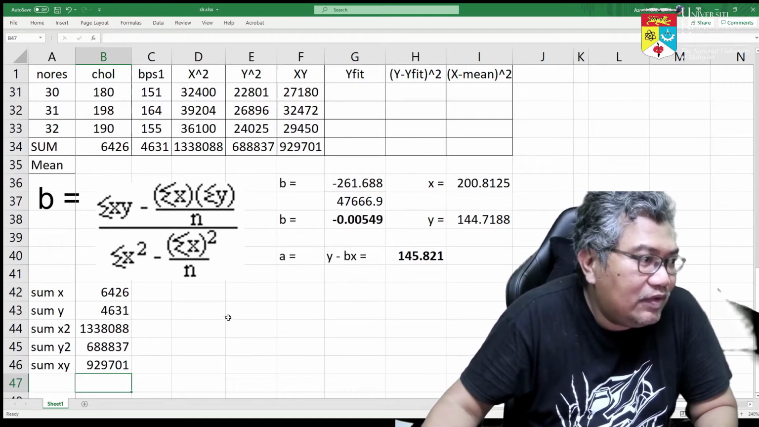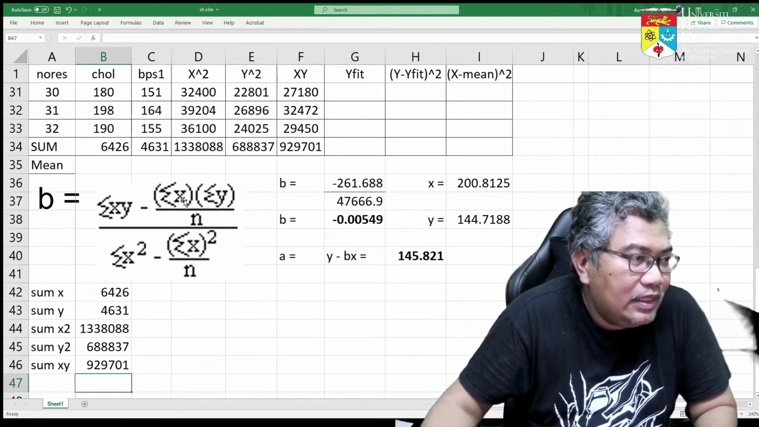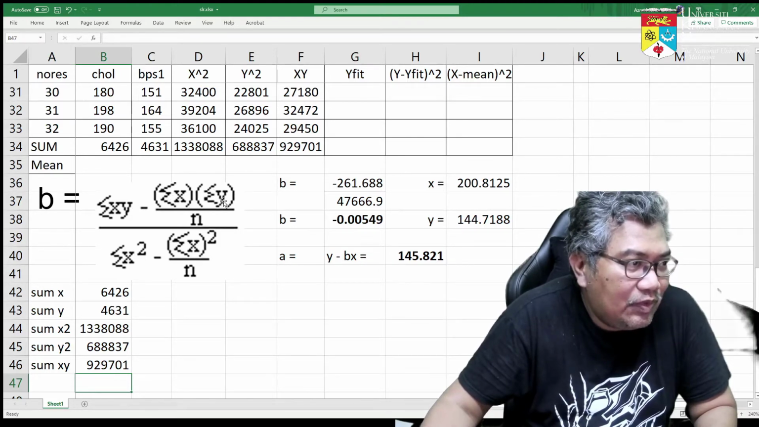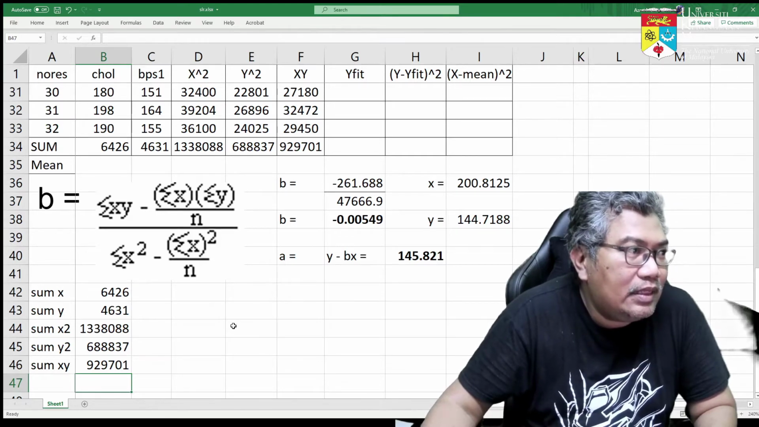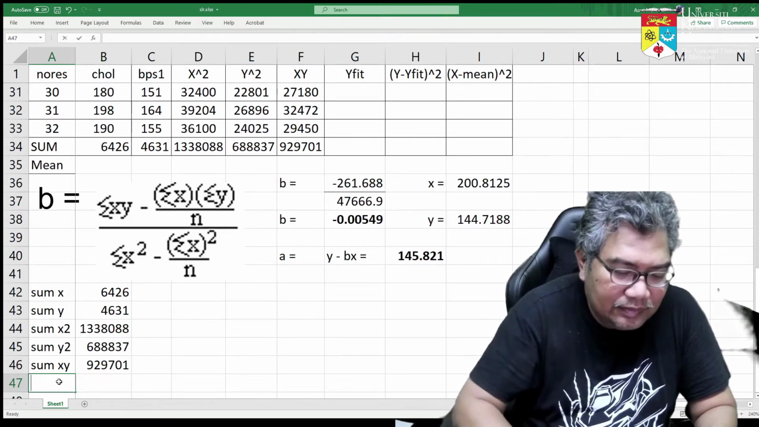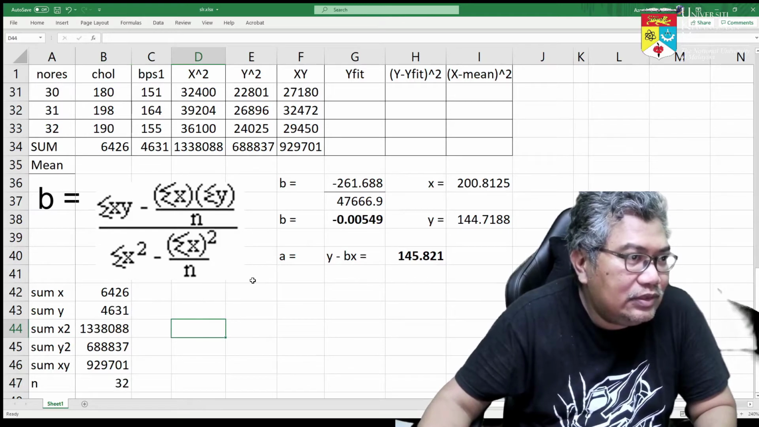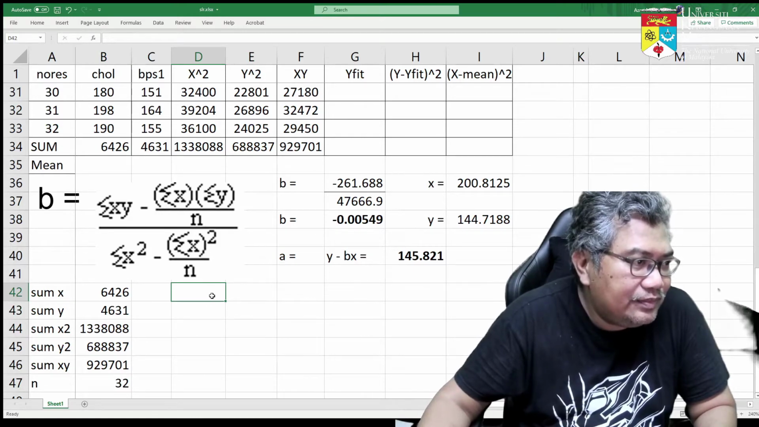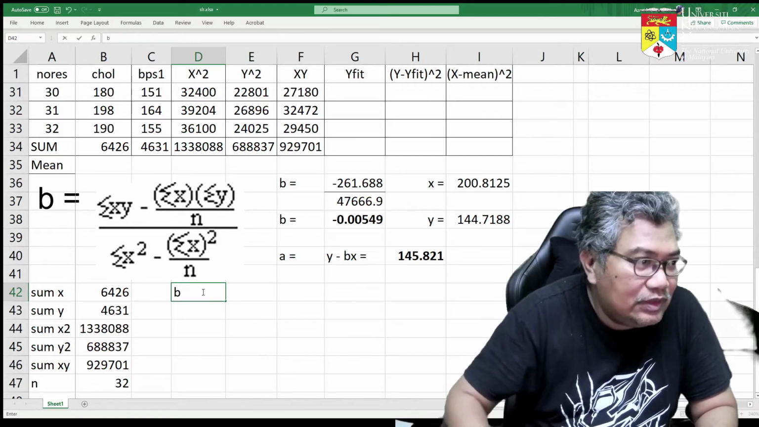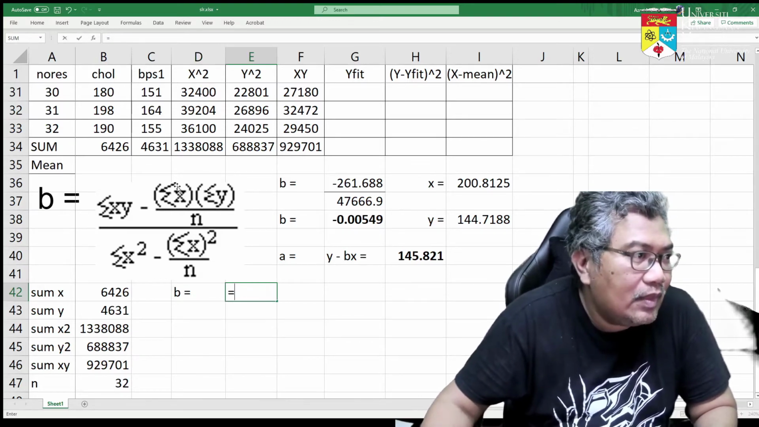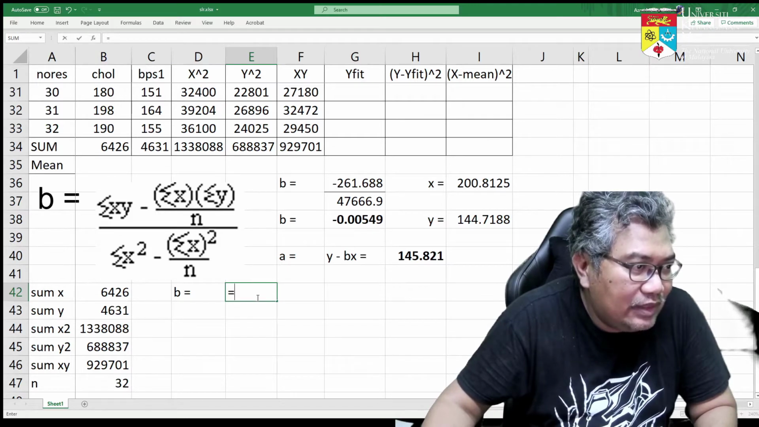Okay, let's do the first part of the formula. The first part of the formula is the sum of xy minus the sum of x times the sum of y divided by n. We know n is 32. So for the top part, we're just going to put b equals. The top part has the sum of x times the sum of y, so I'm going to take advantage of that.